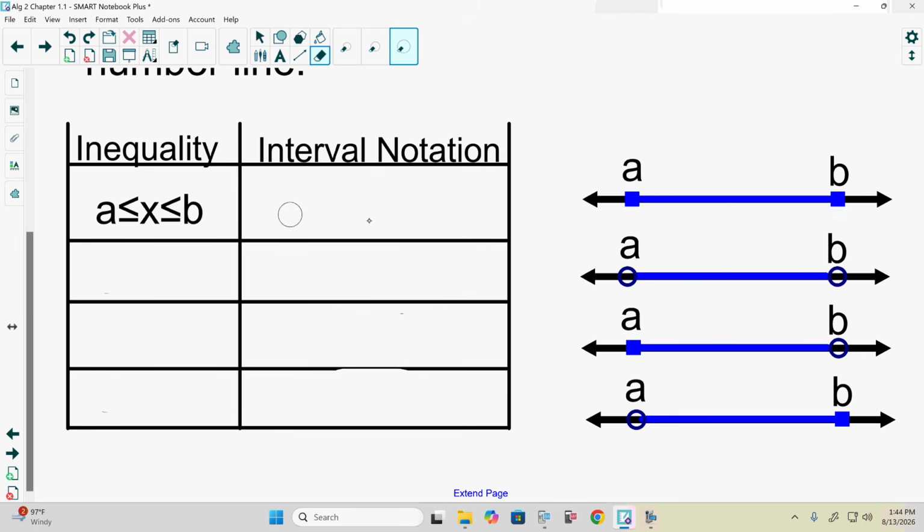As an interval, we use brackets, because if it's included, it's a bracket. Bracket A comma B bracket. If it's included, we have a bracket. If it's not included, we have parentheses for intervals. Graphically, it looks like that there.